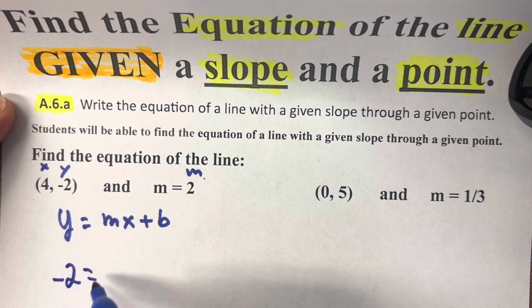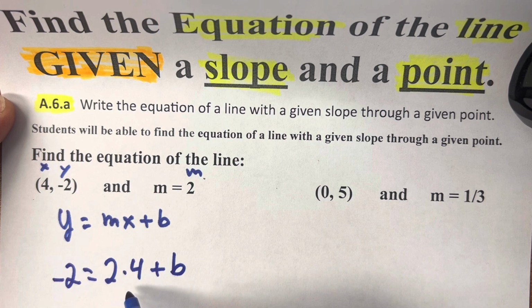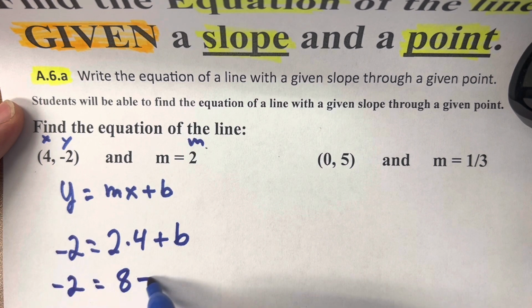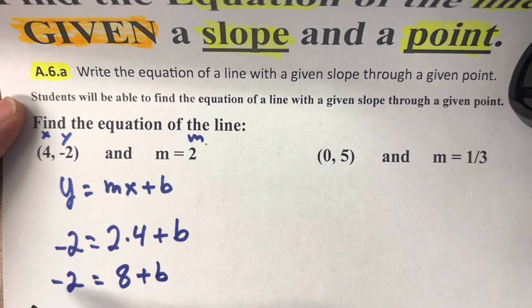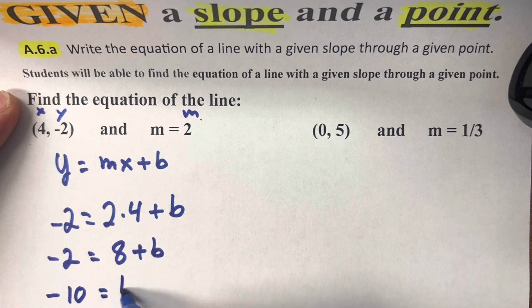So negative 2 is equal to 2 times 4 plus b. 2 times 4 is 8. I write an 8 here. I'm gonna do it step by step. Negative 2 is equal to 8 plus b. So the 8 goes over there subtracting. So it's positive, will be negative here. Negative 2 minus 8 is negative 10. So negative 10 is equal to b.